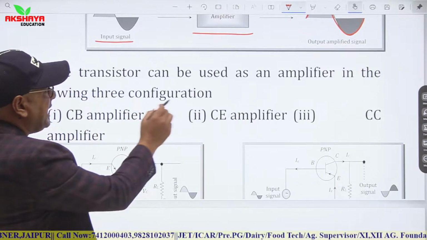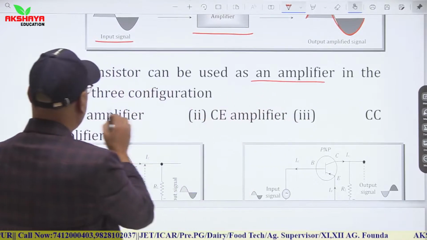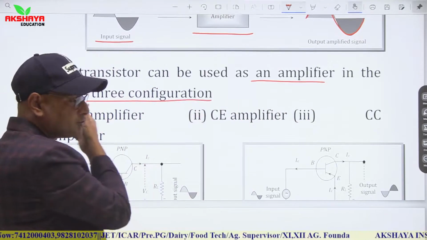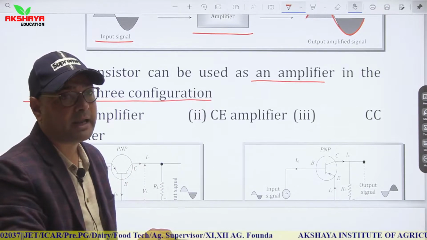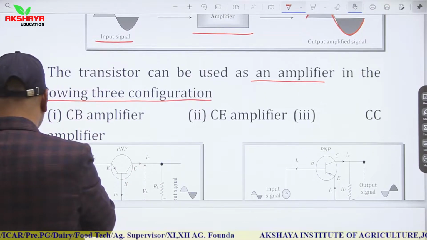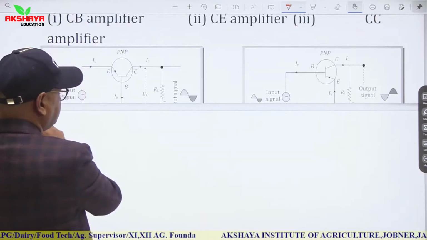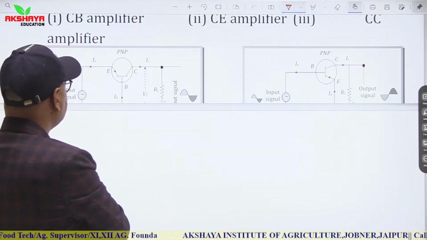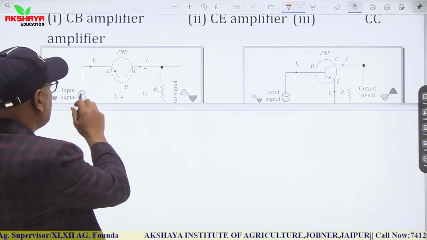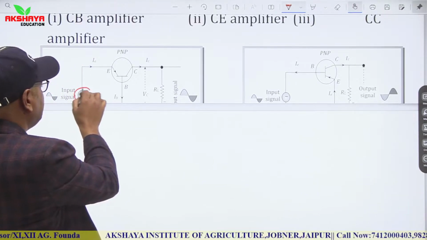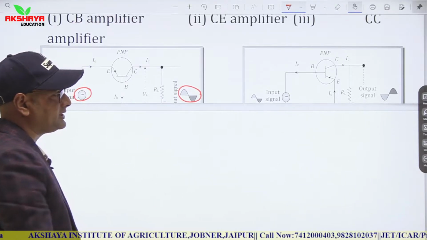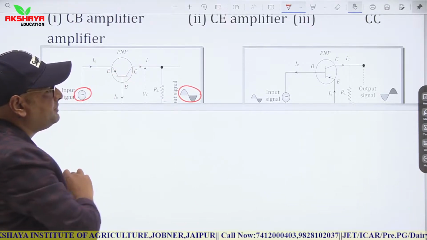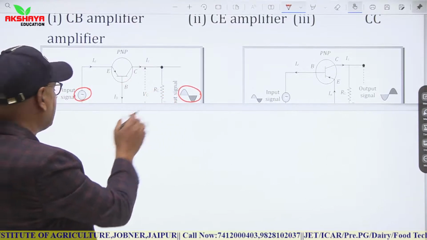The transistor can be used as an amplifier in the following three configurations. Again, in an amplifier circuit we can use common base, common emitter and common collector configuration. We can see by these diagrams here, in common emitter the input signal is connected and we obtain the output signal at the ends of the load resistance. Either it is a PNP or NPN transistor, we can plot it.